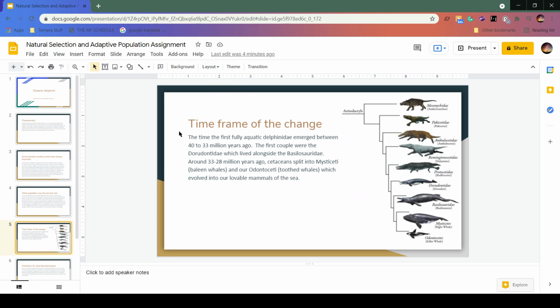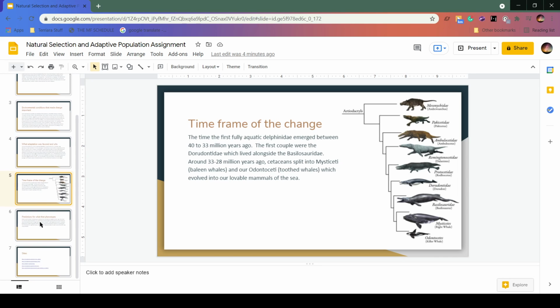Time frame of the change. The first fully aquatic dolphinidae emerged between 40 to 33 million years ago. The first couple were the Dorudontidae, which lived alongside the Basilosauridae around 32 to 28 million years ago. Cetaceans, which is what their family is, split into Mysticeti, baleen whales, and our Odontoceti, toothed whales, which evolved into the apex predators of the sea.